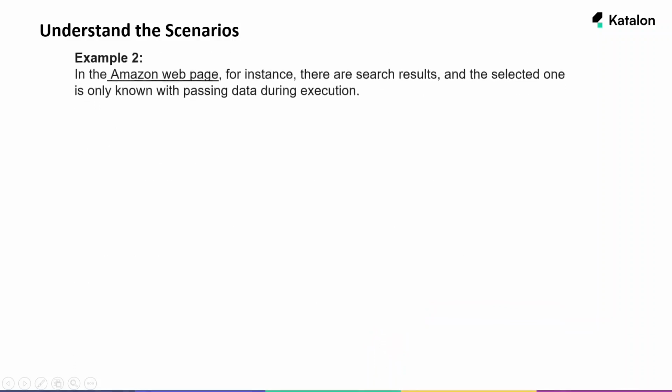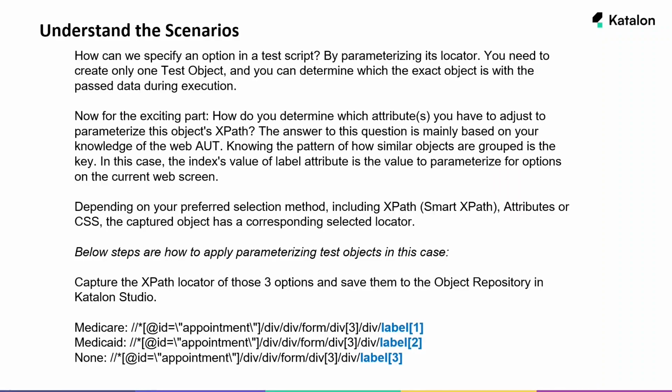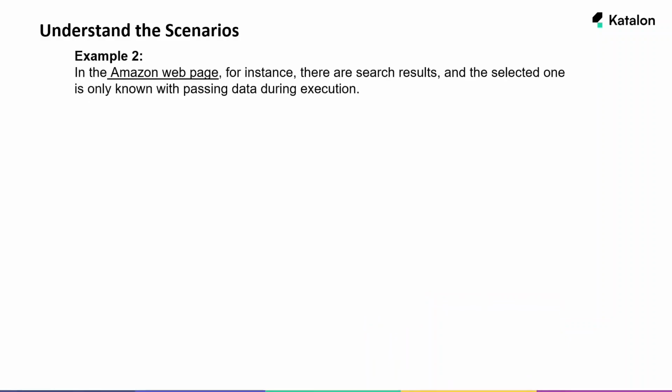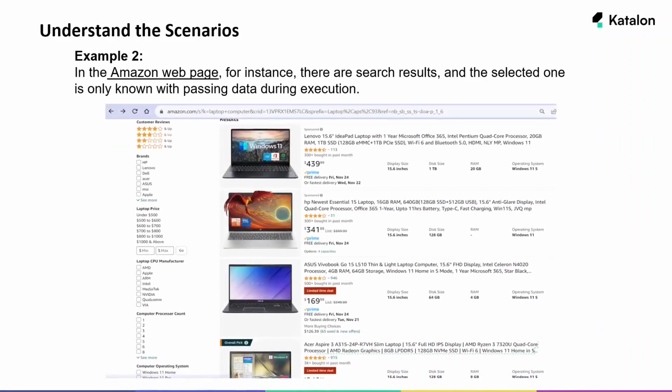So now once you identify, then we can start parameterizing the index values. So now let us see the second example. In the Amazon web page, for instance, there are search results and the selected one is only known with the passing data during execution. Let's say I'm searching laptops. Now, which link do I need to click? That only can be identified while running your tests and by passing the data. Okay, so how can we do that?